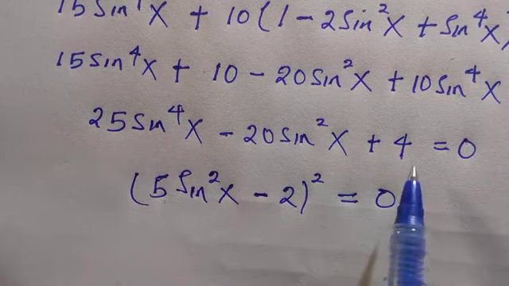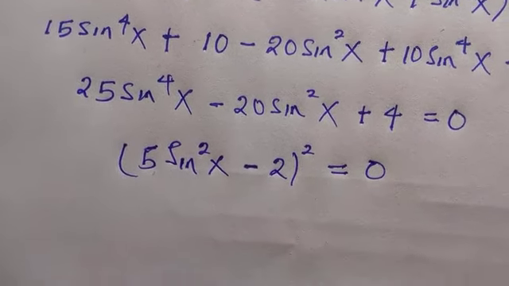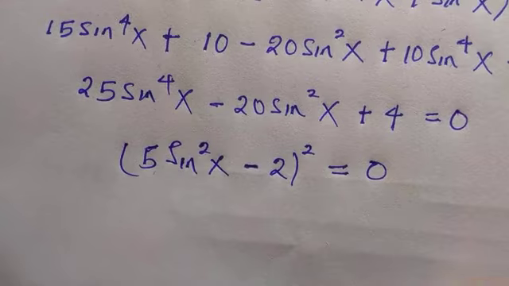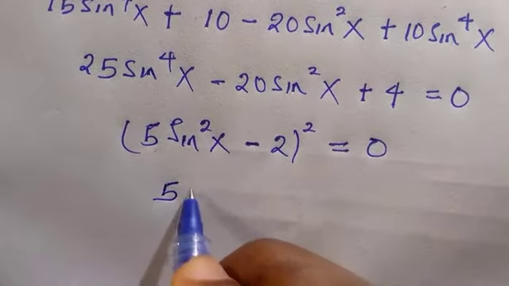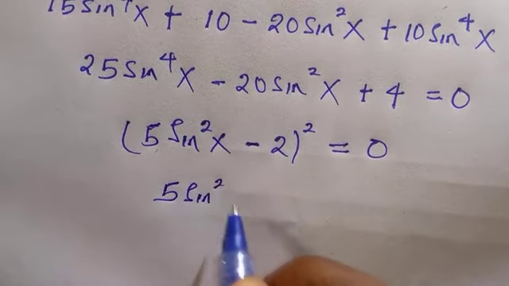Then by taking the square root of both sides, the normal practice is we introduce plus or minus to the other side. Let's see that. So we have this as 5 sine square x.